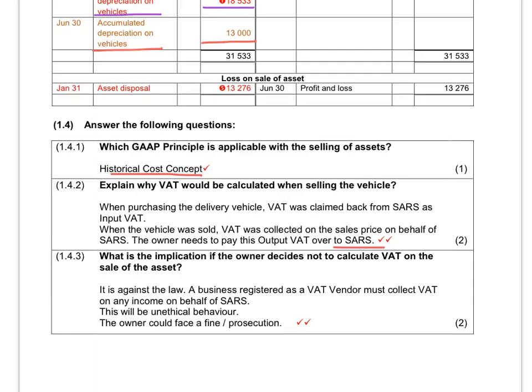It is against the law. A business registered as a VAT vendor must collect VAT on any income on behalf of SARS and must pay this over to SARS. This will be unethical behavior and you could be fined or be prosecuted.